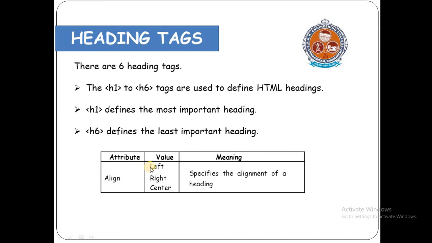I forgot to say there is one attribute for the heading tag. It is align. Align is nothing but whether the heading must be on the left, right, or center. If you want to keep your heading on the left side, after H1 give this attribute align equal to left. If you want to keep your heading in the center, just keep align equal to center.